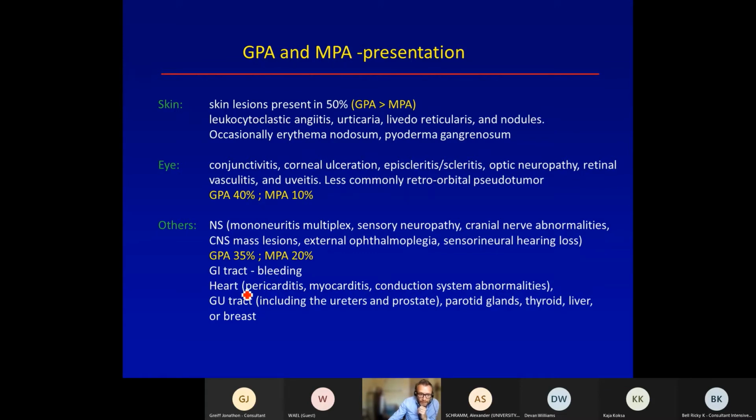Cardiac involvement is rare, but again, bad when it happens. And again, you can see involvement of the GU tract with involvement of the ureters, prostate, and also you can get inflammatory masses in a whole range of other organs as well. So the presentation can be very, very many and varied.